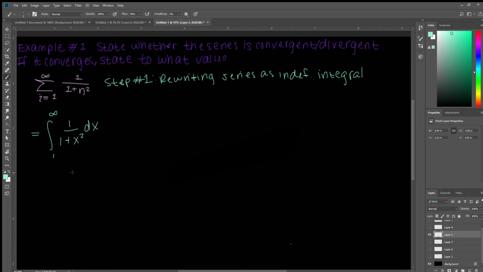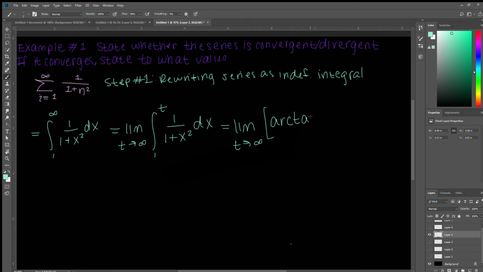And from here, we're just going to evaluate the indefinite integral like we did a few chapters ago. Since one of our bounds goes to a value which makes this function undefined, we're going to rewrite this as the limit as t approaches infinity from 1 to t of 1 over 1 plus x squared dx. And this is just going to end up equaling the limit as t approaches infinity of arctangent of x from 1 to t. And evaluating this limit, we're going to get the limit as t approaches infinity of arctangent of t minus the arctangent of 1.